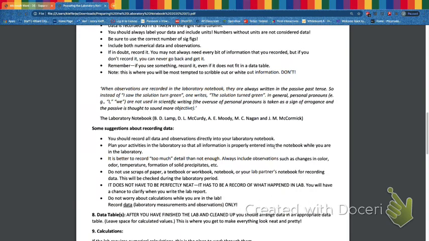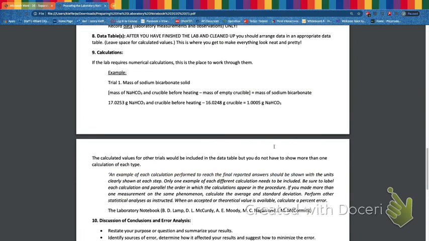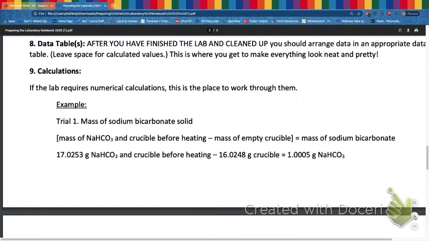So then underneath here, we've got our data table, and now we've got calculations. Generally we do not want you to show every single calculation if it's the same calculation. We want you to show a sample calculation, all right? And here's what goes into a sample calculation. In this case, you're going to be doing RF values. And so you would want to identify what it is that you are calculating and what trial it is.